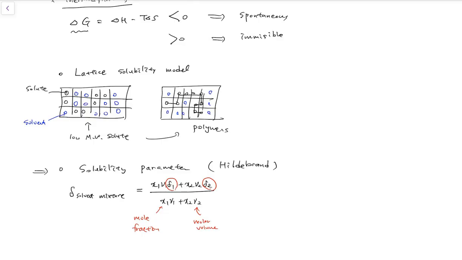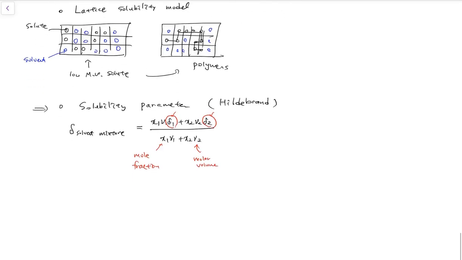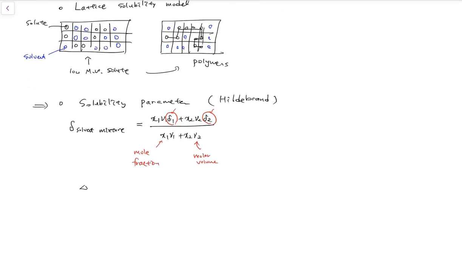And this delta is the solubility parameter of each component. If you mix two different components, for example two different solvents, each solvent has a certain delta value, and you can calculate the solubility parameter. Based on the solubility parameter of each component, you can calculate delta H, which is given by phi 1 phi 2 (delta 1 minus delta 2) squared.